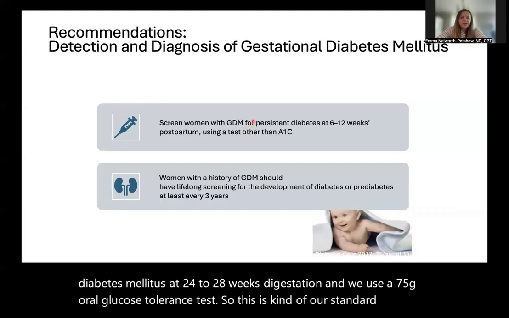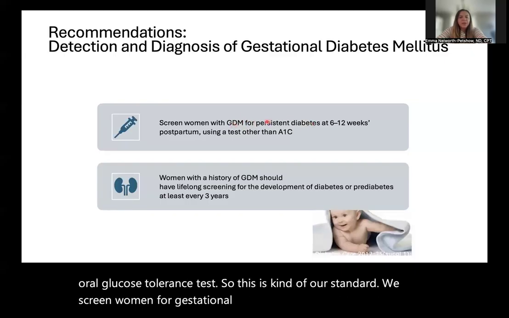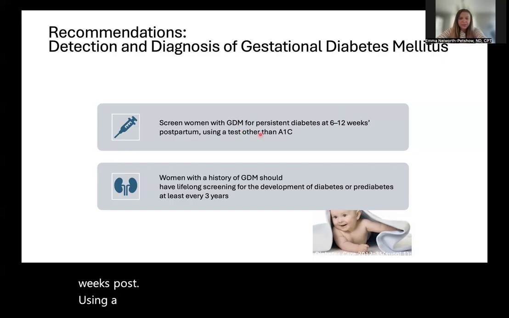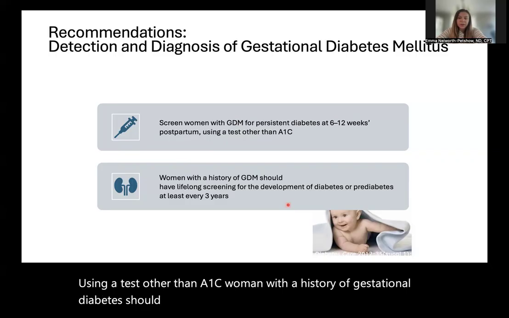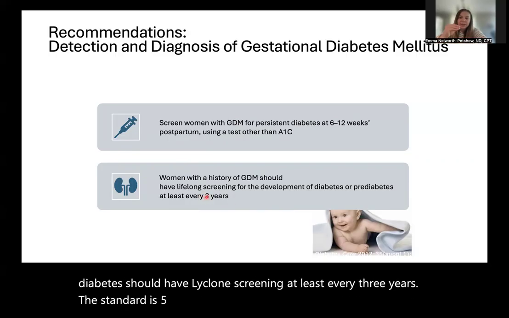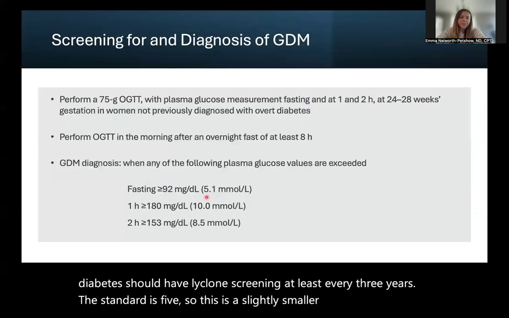We screen women for gestational diabetes and persistent diabetes at 6 to 12 weeks postpartum using a test other than an A1C. A woman with a history of gestational diabetes should have lifelong screenings at least every 3 years. The standard is 5. So this is a slightly smaller screening window.